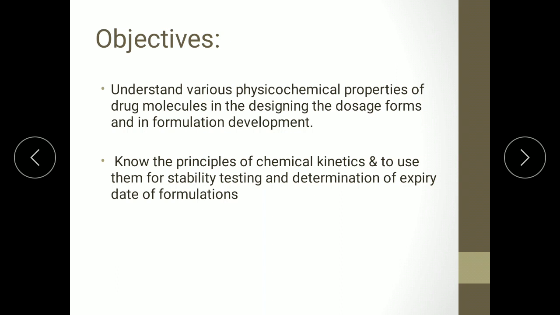Okay. Next, know the principle of chemical kinetics and use them for stability testing. Now, what is chemical kinetics? Chemical kinetics means the chemical reactions involved in the drug degradation process. Okay. Stability testing is nothing but whether a drug is stable during a particular period of time, or it undergoes any degradative pathways, that will help in the determination of the expiry date of the formulation.